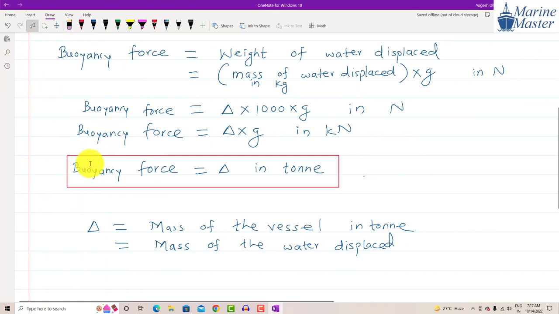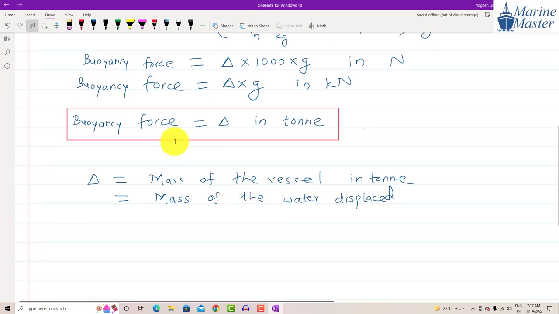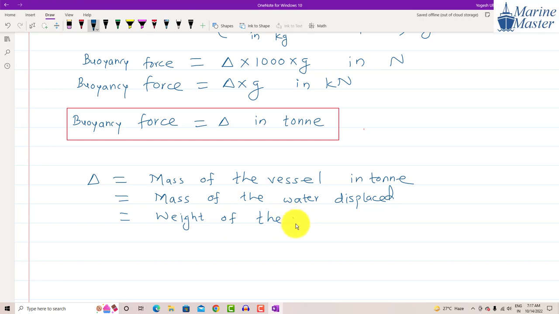So the second meaning of displacement is the mass of water displaced. The third meaning, which we saw while studying center of gravity, is the weight of the vessel. And the fourth meaning is the buoyancy force. Everything is in ton. And we discussed how to convert the ton value into Newton: delta into g into 1000, and at the end the buoyancy force in ton.